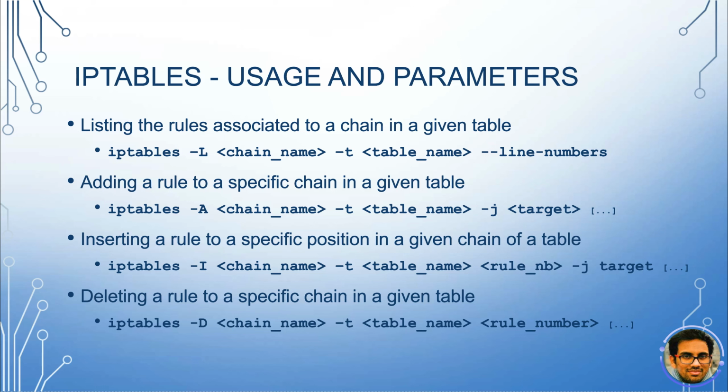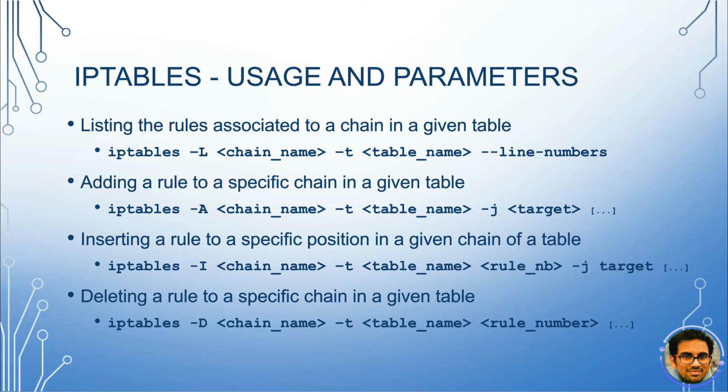Now, when it comes to manipulating the rules, iptables offers a set of powerful commands. To add a specific rule to a specific chain in a given table, we use iptables -A chain name -t table name -j target.